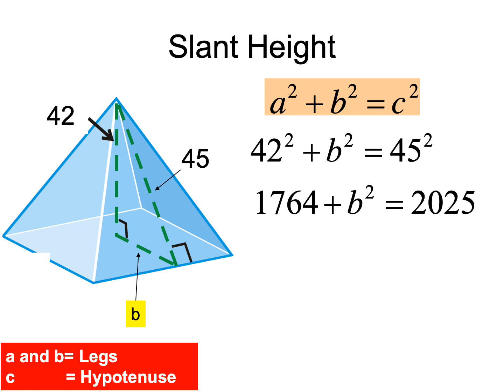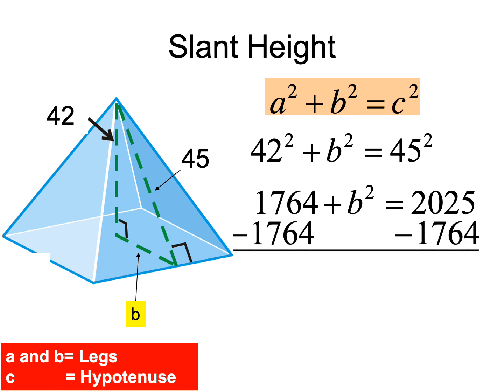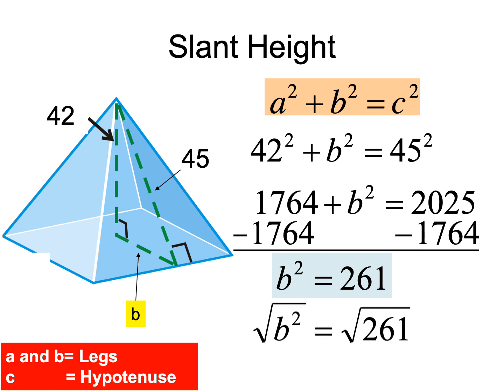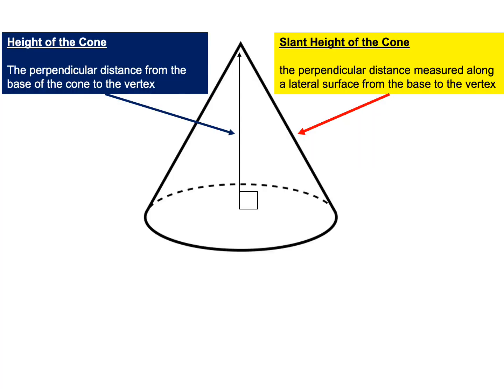On this one, remember, if we're solving for b squared, the first step would be to subtract 1764 from both sides. We get that, and therefore, in order to get rid of the square, we take the square root of both sides, and we get about 16. Make sense? Okay. We also did cones as well, too.